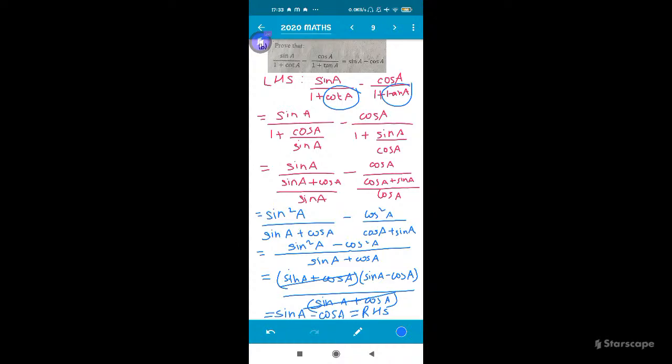Now let's move on to the next question. In what ratio is the line joining P 5, 3 and Q minus 5, 3 divided by the y-axis? Also find the coordinates of the point of intersection. Alright, a very good question. So we have a line.